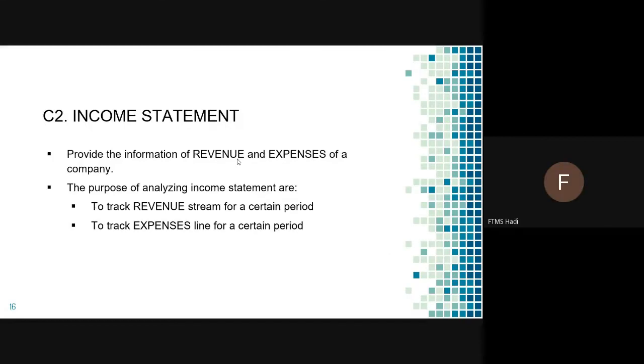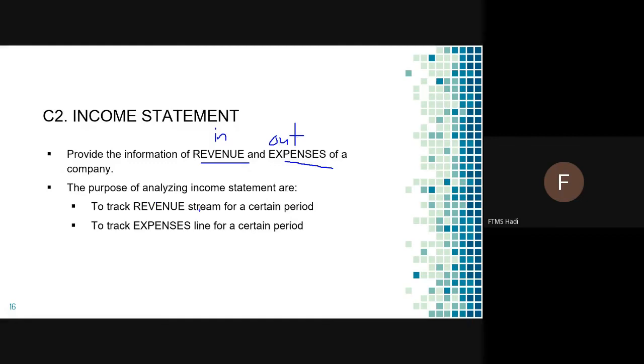Okay, now the income statement is simple. This is to provide the information of revenue and expenses. Revenue means money in, expenses is money out. Revenue is more on sales, expenses is more on spending. We want to see how much profit the company will get.